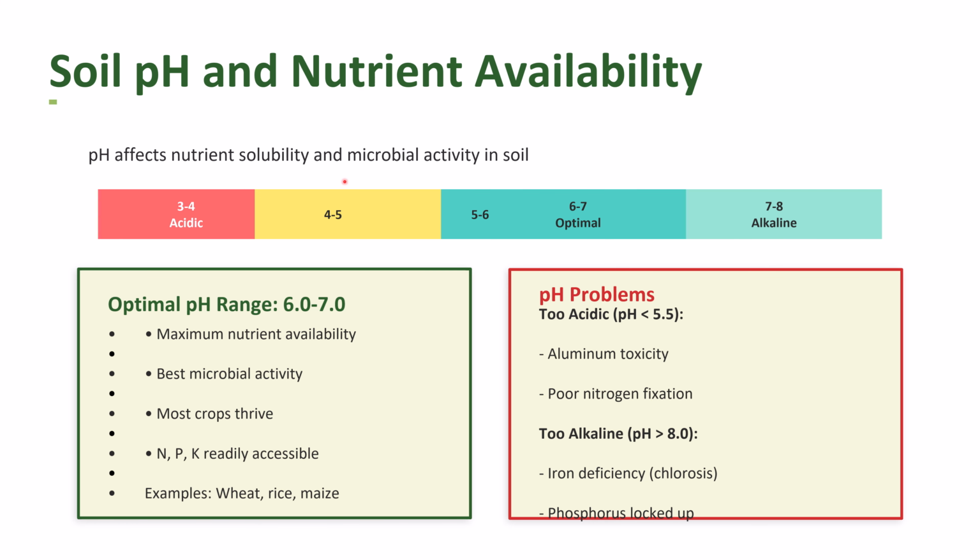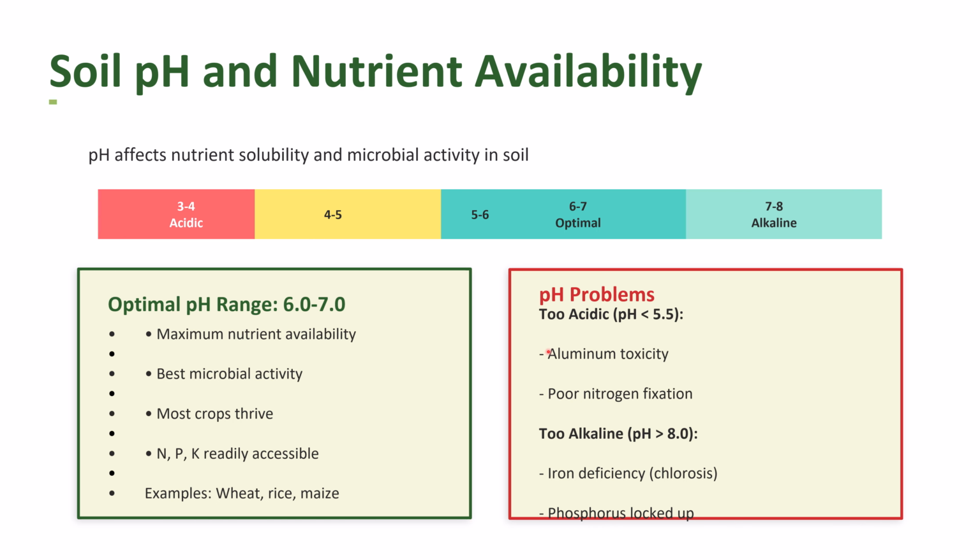The sweet spot: most crops thrive in the optimal pH range of 6.0 to 7.0. At this level, essential nutrients like nitrogen, phosphorus, and potassium are most soluble, meaning the plant can easily drink them up. Optimal pH range, that is 6.0 to 7.0: maximum nutrient availability, best microbial activity. Most crops thrive, with nitrogen, phosphorus and potassium readily accessible. Examples: wheat, rice, maize.